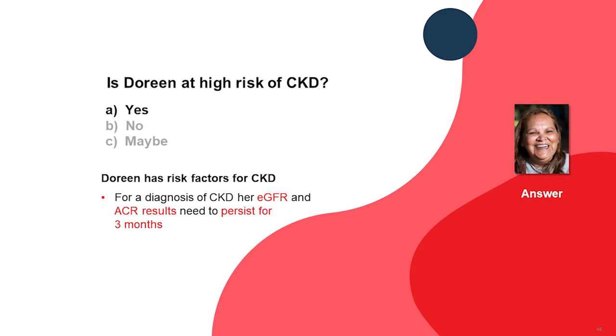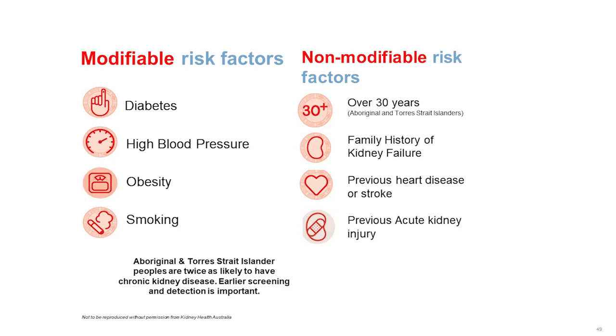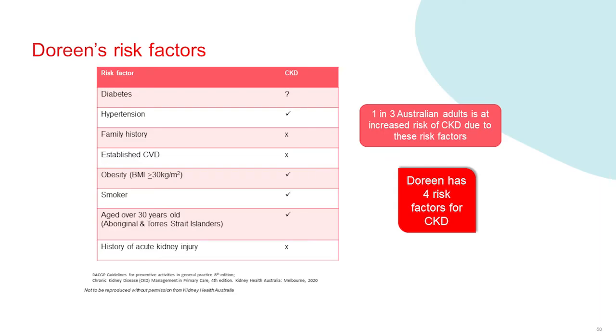For a diagnosis of CKD, her eGFR and ACR need to persist for at least 3 months. The modifiable risk factors are diabetes, high blood pressure, obesity, and smoking. The non-modifiable risk factors are age over 30 years, belonging to the Aboriginal and Torres Strait Islander population, family history of kidney failure, previous heart disease or stroke, and previous acute kidney injury. So she has hypertension, she's obese, she's a smoker, and she's over 30 years old. And we don't know if she has diabetes.